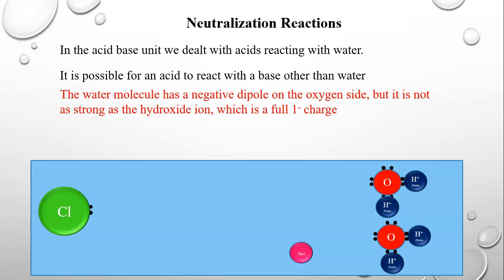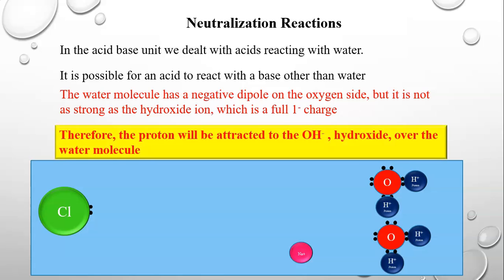But if you compare the strength of each of those, the hydroxide is much more negative and therefore much stronger at pulling a positively charged proton. And what you see happens here is the proton will be attracted to the OH minus hydroxide over the water molecule. But look at what it formed. When it drew that proton away from hydrochloric acid, it jumped on the hydroxide, and now what you have is another water molecule. Nature loves to make water. That's why it's the most common substance on Earth.